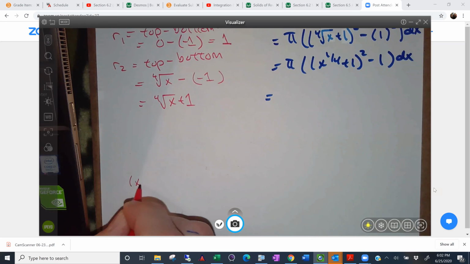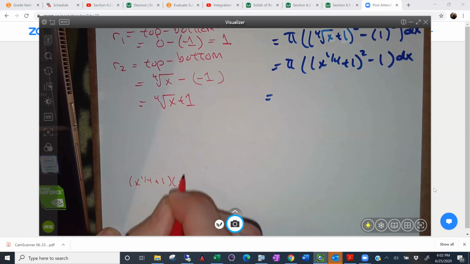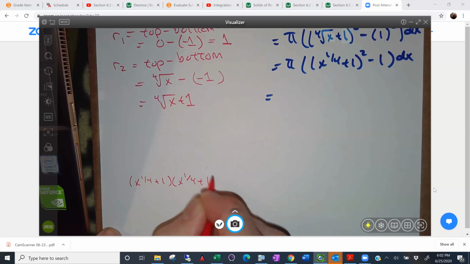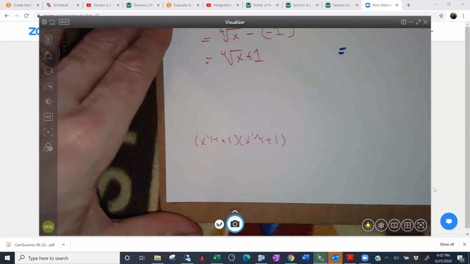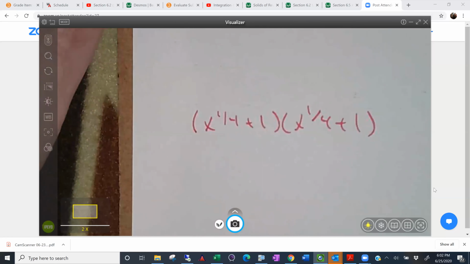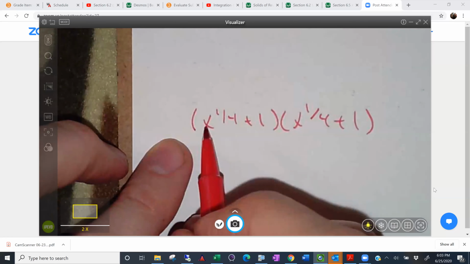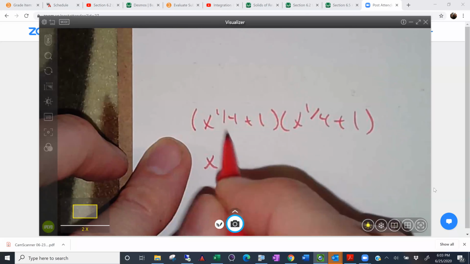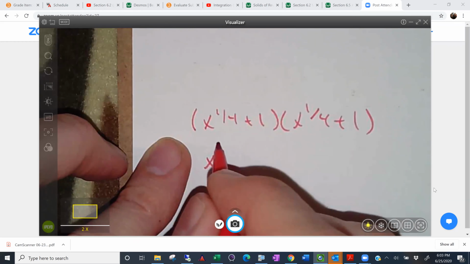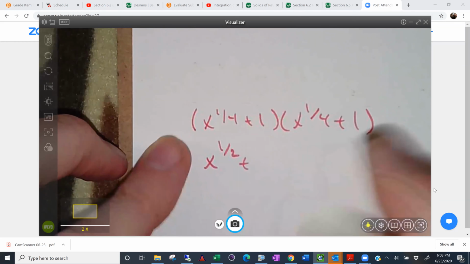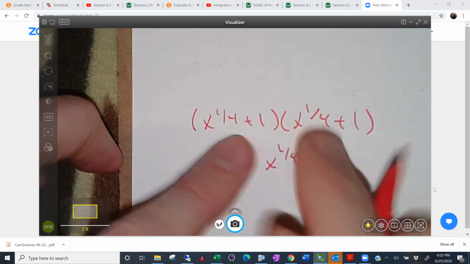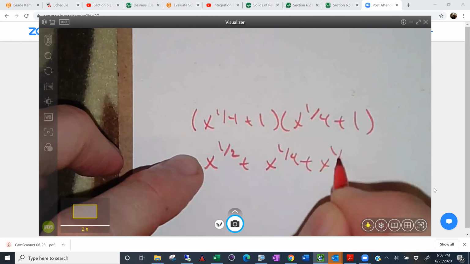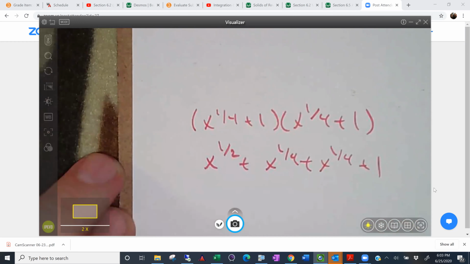So x to the 1/4 plus 1 times x to the 1/4 plus 1. So when you multiply things with the same base, you add the exponents. 1/4 and 1/4 gives me 2/4 or 1/2. Outside, x to the 1/4. Inside, x to the 1/4. Last gives me 1.